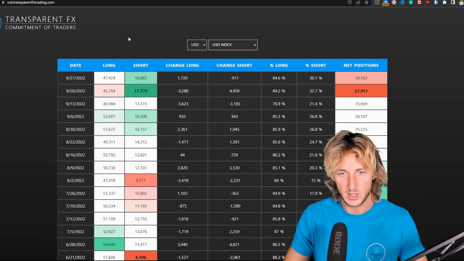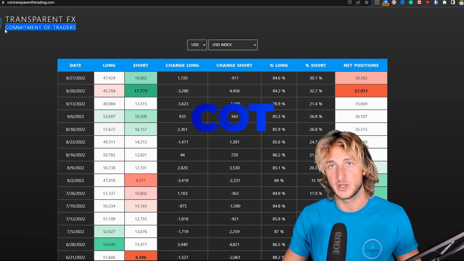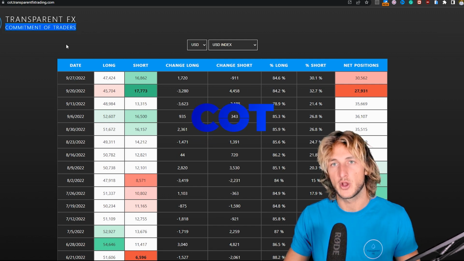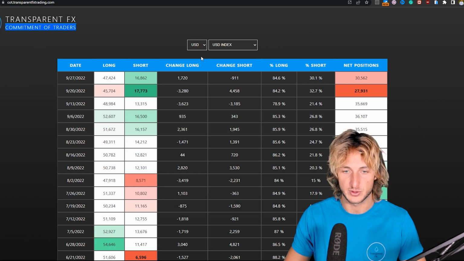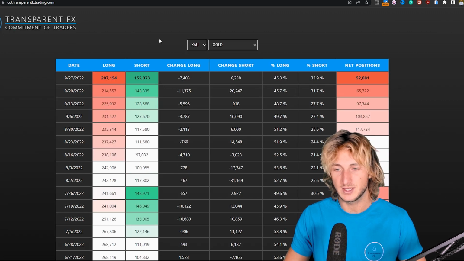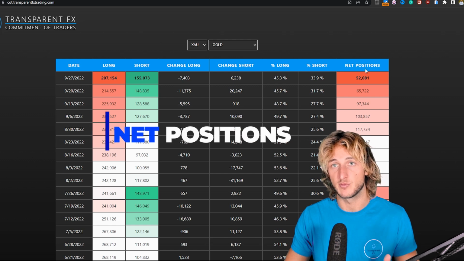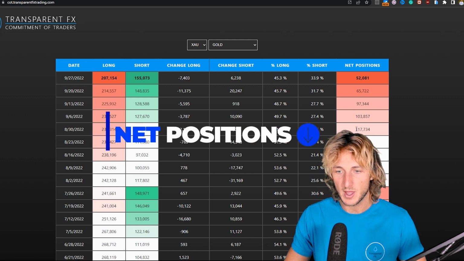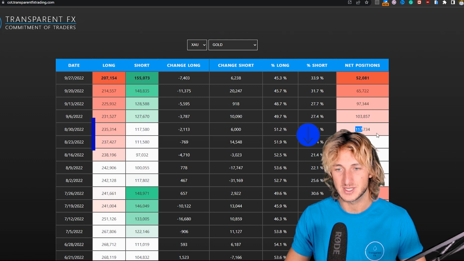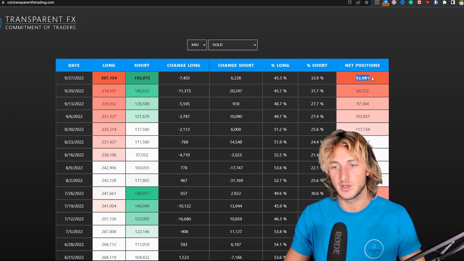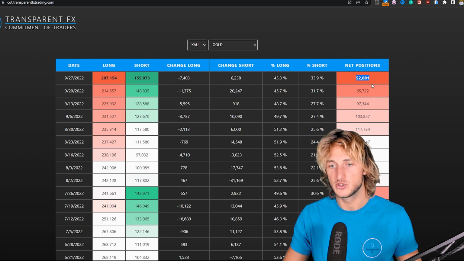Now, if we go and see what we have when it comes to the commitment of traders, so the COT data, which is what the non-commercials, so the biggest speculators in the market are doing, and we check the data for gold, what we can notice is that with the last reports, net positions have been decreasing. We went from having 117.7k net positions all the way down to having 52k net positions. So basically net positions were cut in half.